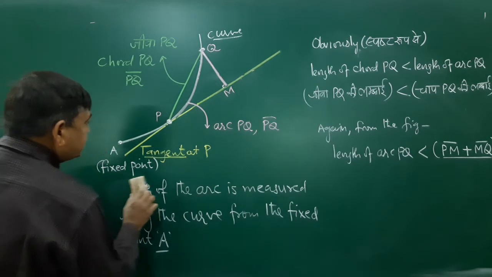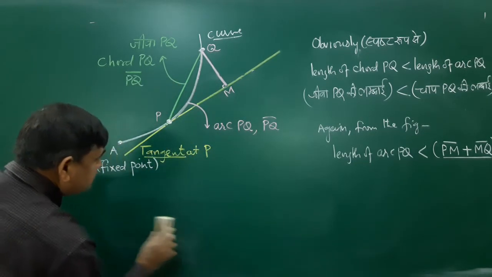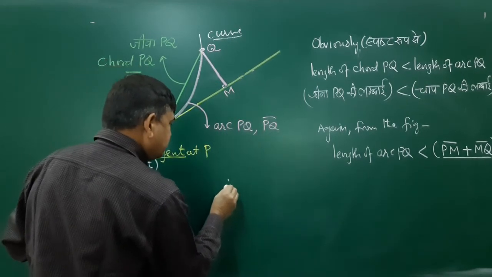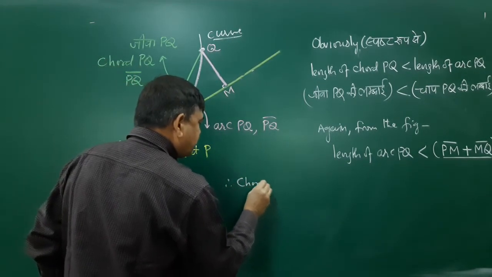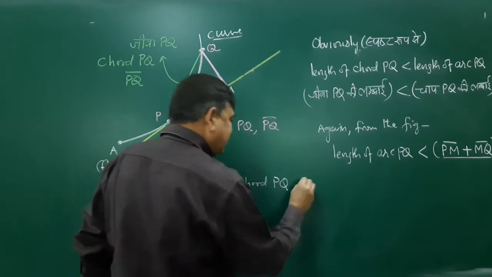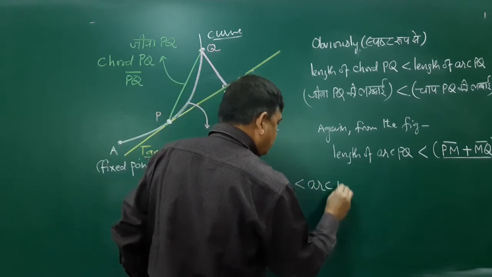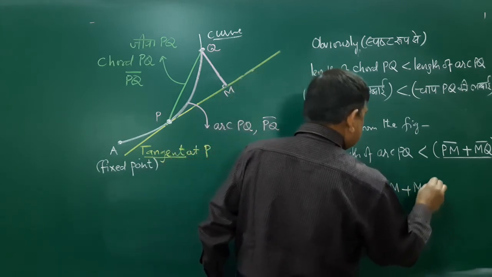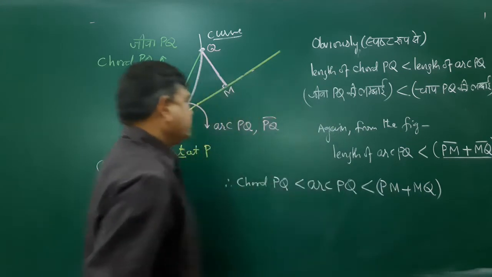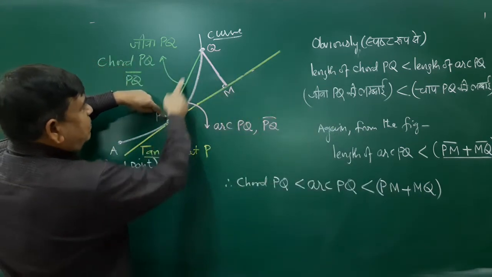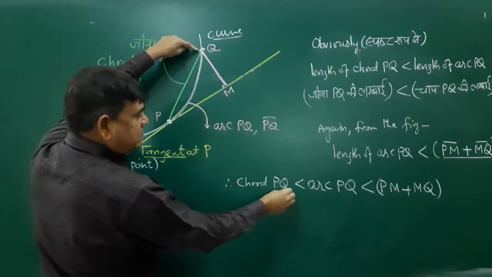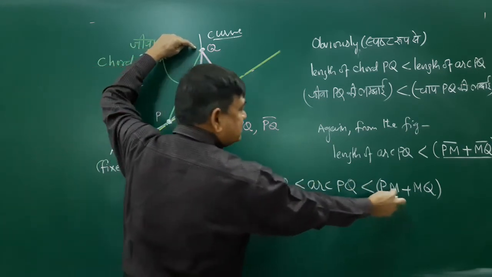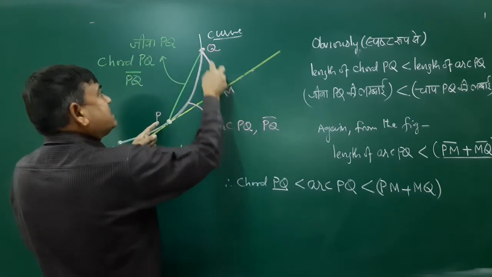Therefore, chord PQ is less than arc PQ is less than PM plus MQ. From the figure, chord PQ means this straight length, less than arc PQ means this pink one, is less than PM plus MQ.